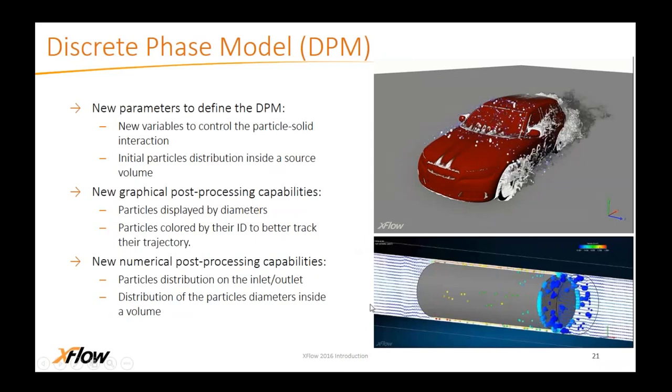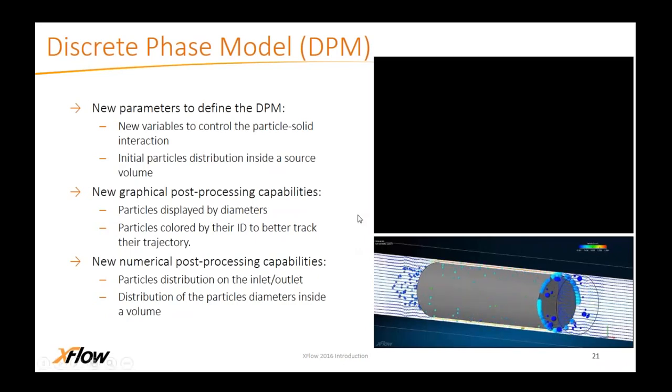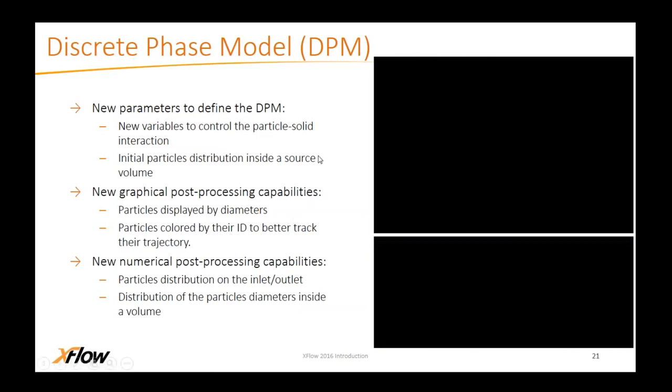In terms of DPM, that's solid particles that you release into the flow, we also enhanced that feature. We can now input more data, such as the distribution of different diameters as a log normal distribution. And you can also use a volume to initialize particles inside a volume. You can output data such as a particle distribution in the domain and leaving an outlet, for example. And you can also plot different things such as particles as a function of their diameter and their ID as well.